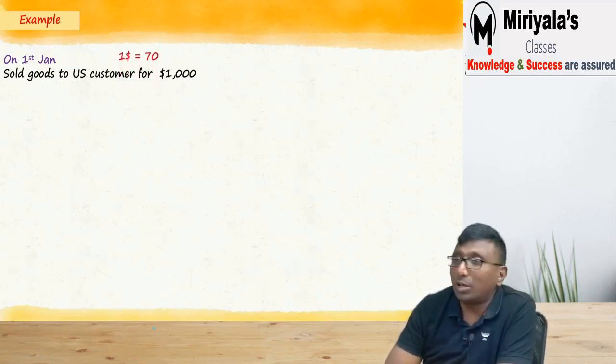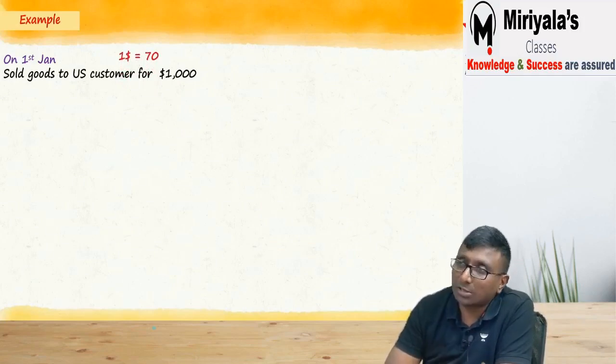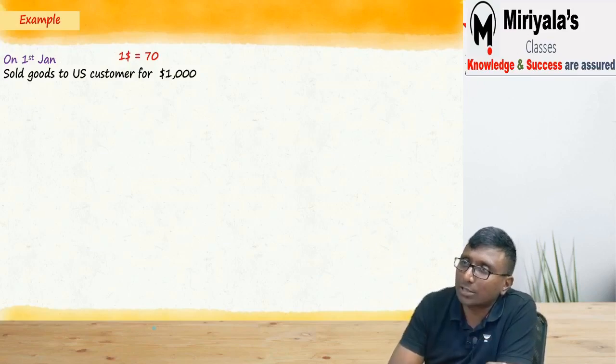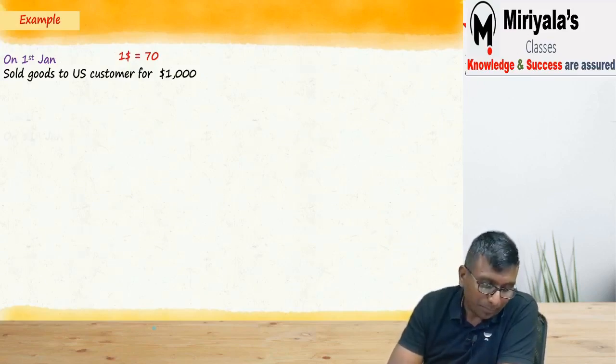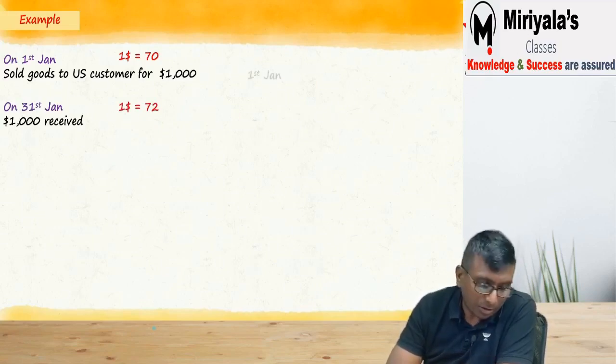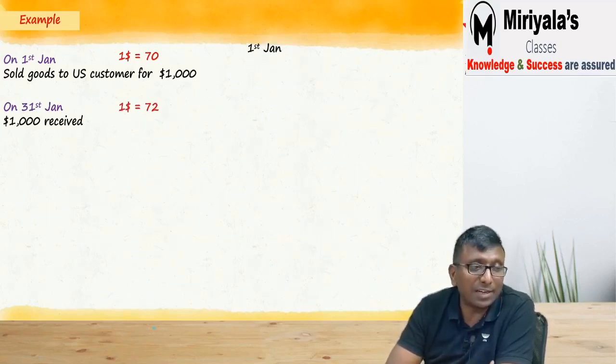And today the rate is $1 equal to 70. The first date rate is always 70, no need to ask. Okay, now next, on 31st January we got the money, $1,000 received. But today the rate is different, 72. Correct? Right. So on 1st January, what is the entry you should record?